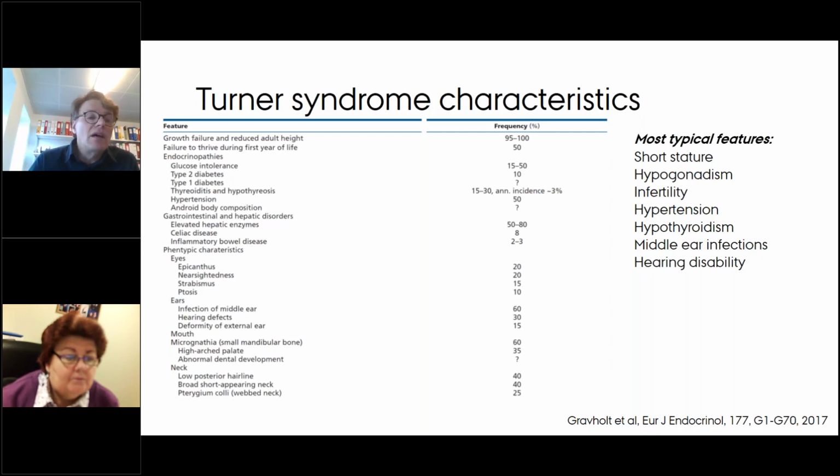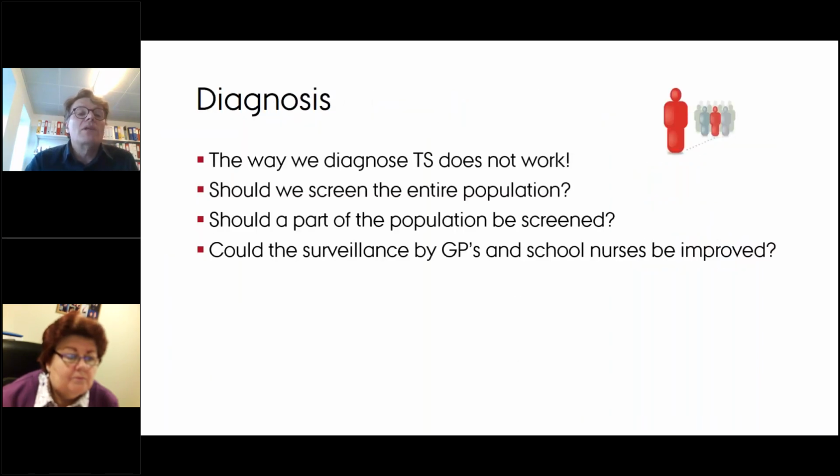But even if we have all these characteristics, as I said, I don't think the way we diagnose Turner syndrome today really works, because we simply do not diagnose everybody. So we have discussed, and I'd like to pose that to you as well, should we screen the entire population, or should we screen at least a part of the population? And could we increase or improve the surveillance by general practitioners and school nurses and so on? I really don't think so.